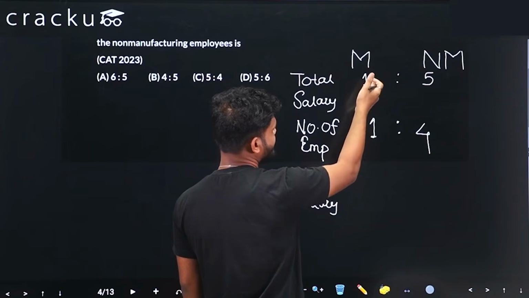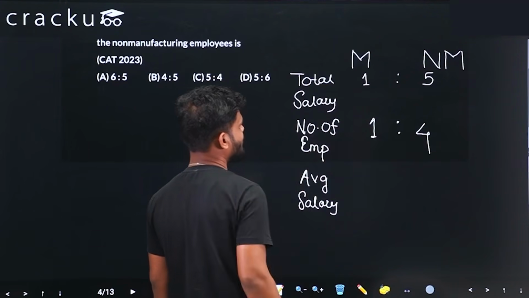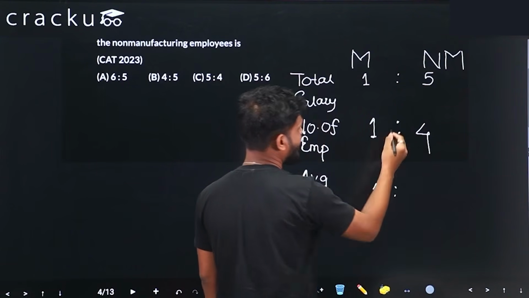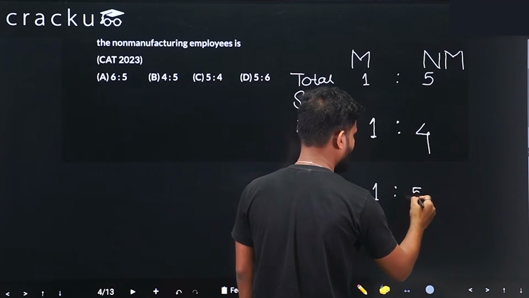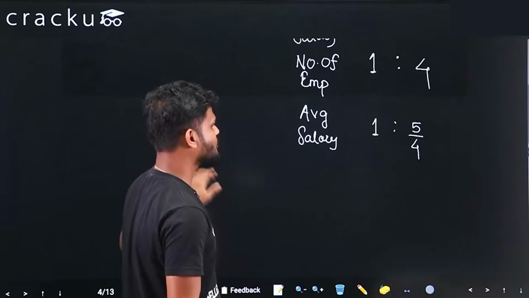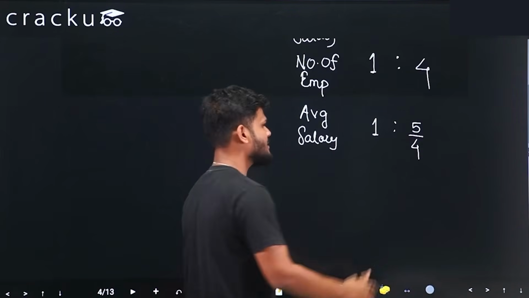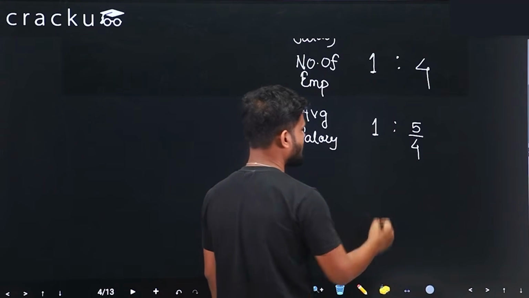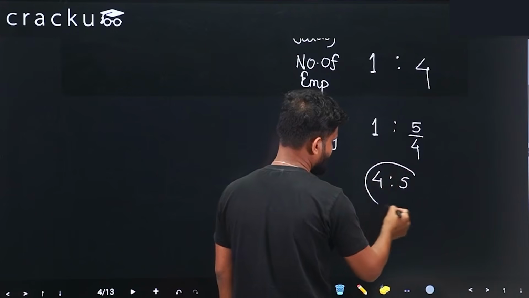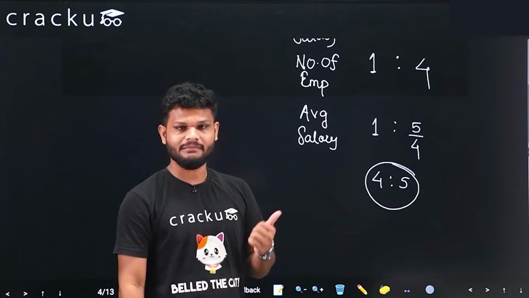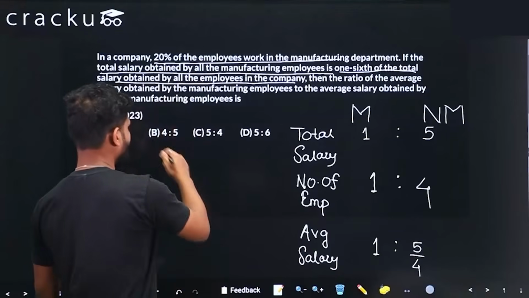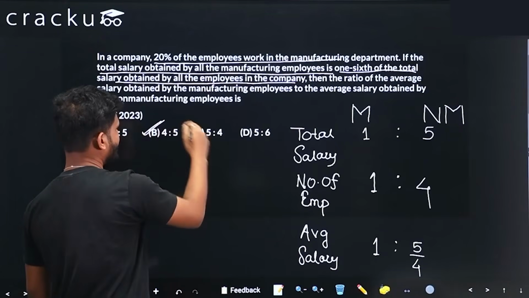It is nothing but just the total salary divided by the number of employees. So 1 divided by 1 is nothing but 1, and 5 divided by 4 is nothing but 5 by 4. So the ratio is 1 is to 5 by 4. To convert it into normal integers, we will multiply both sides by 4. So this will become 4 is to 5. So this is the ratio of average salary obtained by manufacturing to non-manufacturing employees, which is given in option B. So option B is the correct choice here.